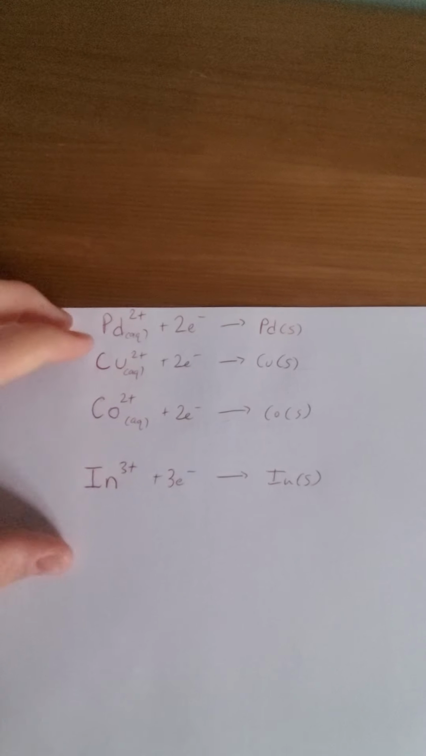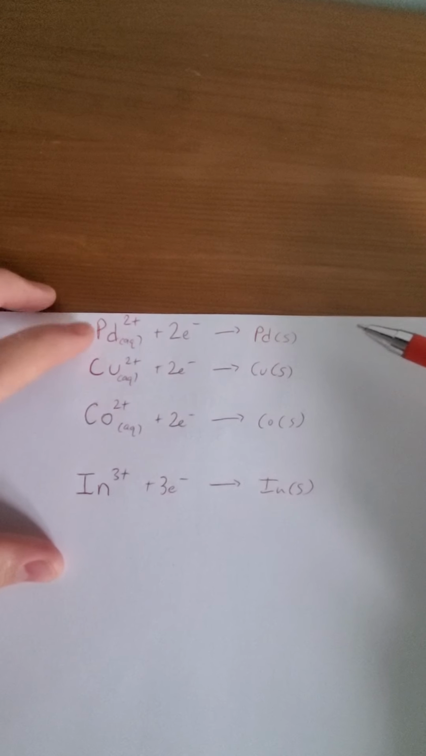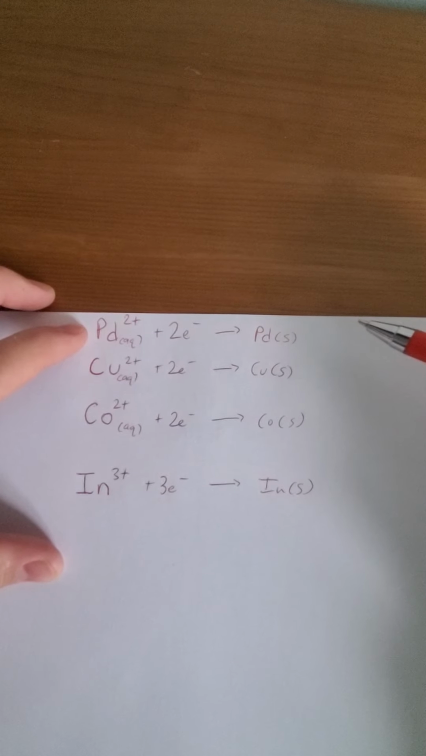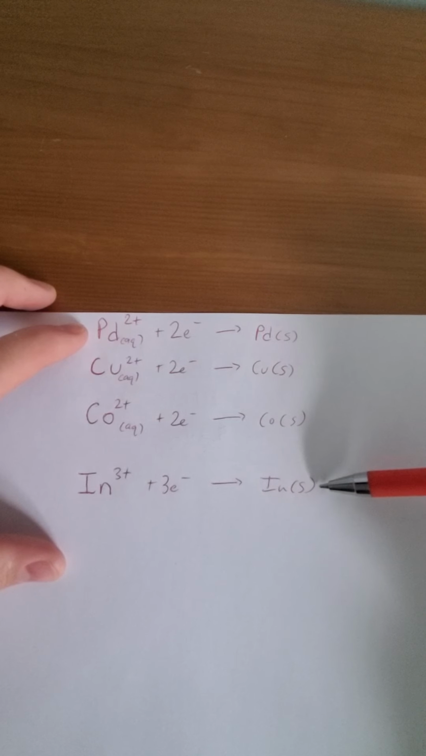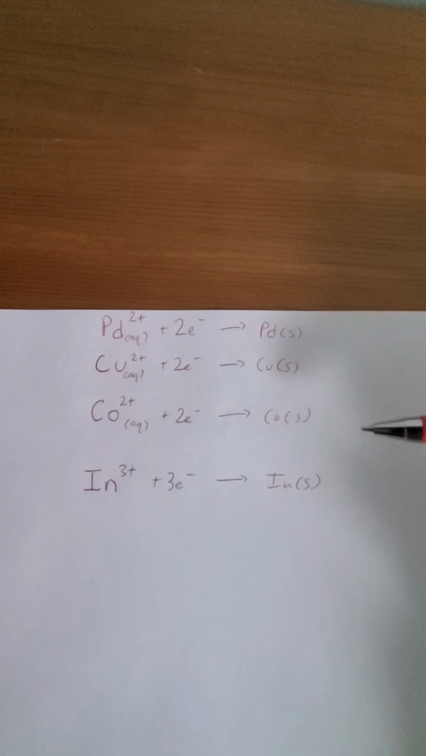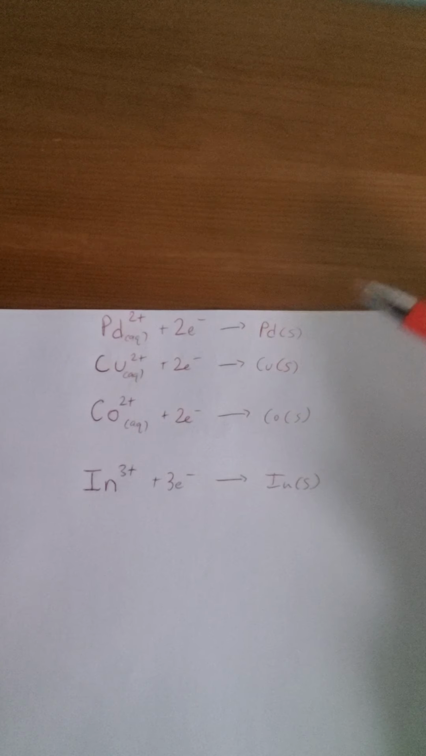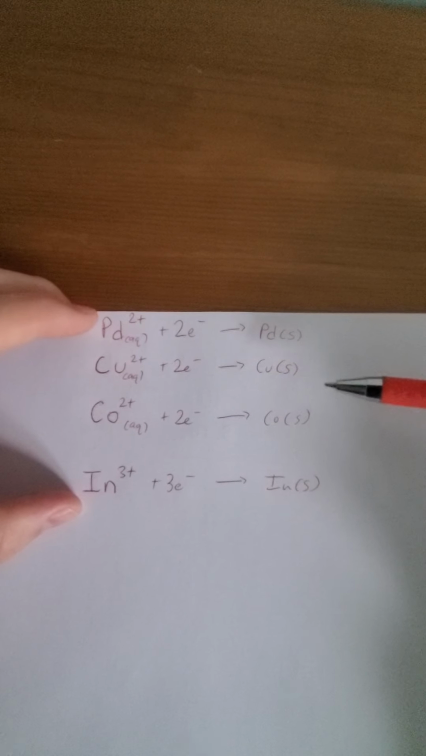So what we know is that palladium 2 would be the strongest OA. Solid indium is the strongest RA. This is our redox table: reduction half reactions, and the OAs are ranked.